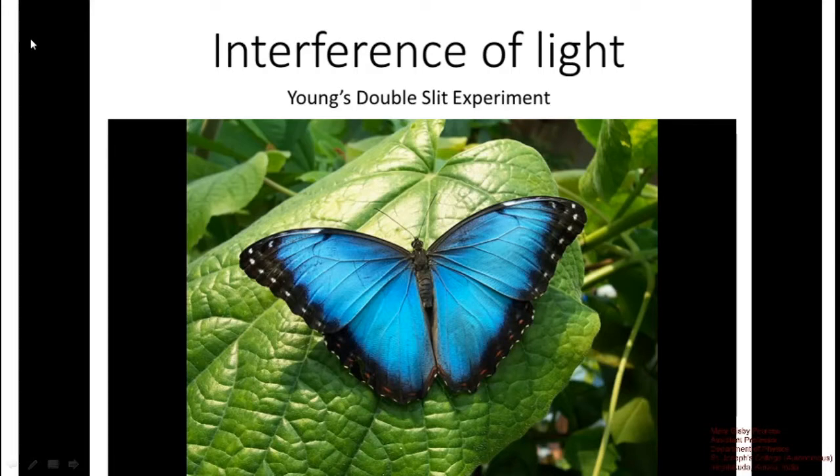The interference of light and how Thomas Young developed the double slit experiment. In the picture, we see a blue morpho butterfly. Okay. Now, on this surface of the butterfly, we see a blue color, but on the other side, we see brown and tints of yellow. Now, what causes these colors?